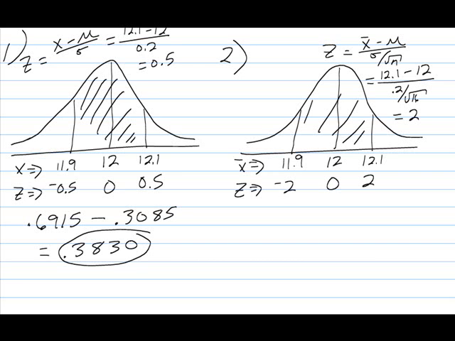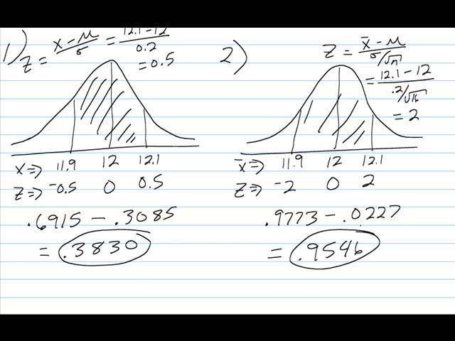Now it's the same kind of process. We have a different z value, obviously, but we still use our table. We look up 2 in the table. If you look up 2, you'll get 0.9773. And you subtract what you get when you look up negative 2, which is 0.0227. If you subtract these, you'll get 0.9546. So when you take 16 cans, the probability that the mean of those 16 randomly selected cans is between 11.9 and 12.1 is 0.9546.